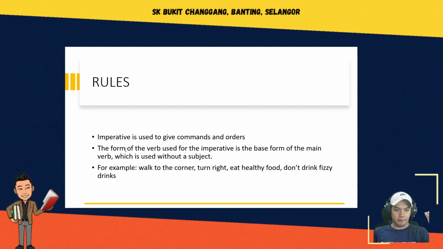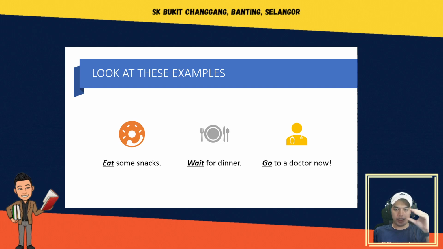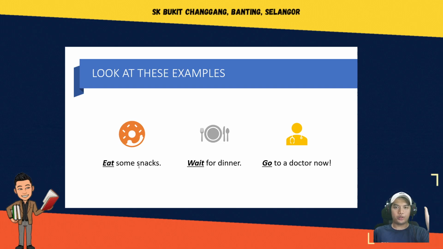Okay, remember, the form of the verb used for imperative is the base form. Maksudnya, bentuk kata kerja yang kita guna tadi tu mestilah berada dalam perkataan dasar. Kata dasar. For example ni kan, eat some snack. Kita guna eat. Kita tak boleh guna ate. Kita tak boleh guna eating. Sebab apa? Sebab bila imperative sentence, verb mestilah berada dalam perkataan dasar ataupun root word.